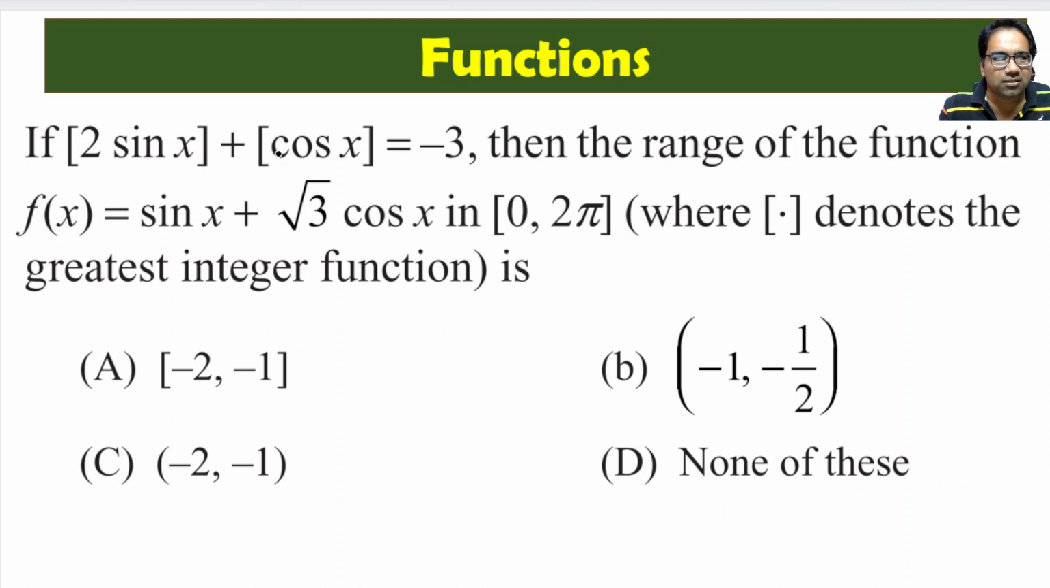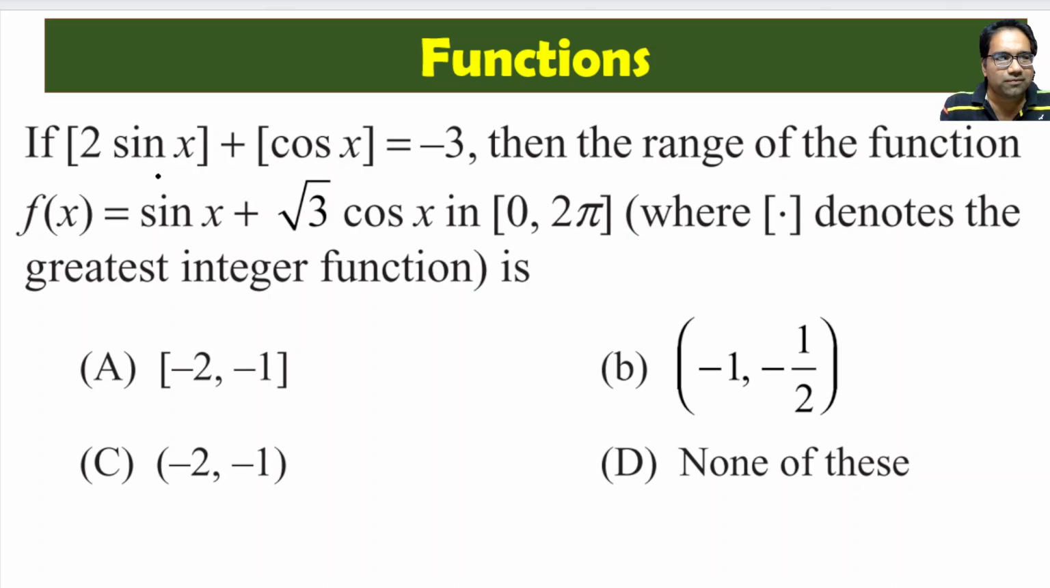Obviously these two will give integers only. Greatest integer of 2 sin x and greatest integer of cos x, these are integers only. Now the sum is minus 3. So sin x, we know it ranges between minus 1 to plus 1. Similarly, cos x also minus 1 to plus 1. So obviously 2 sin x can range between minus 2 to plus 2. Right. And this one will range between minus 1 to plus 1.